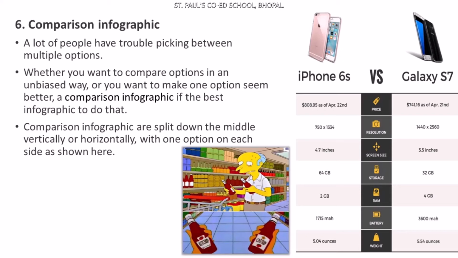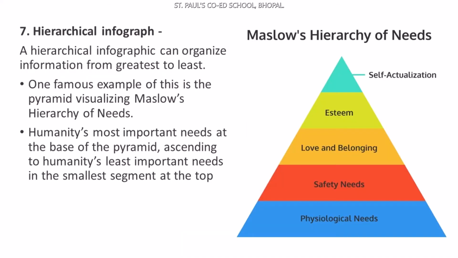Hierarchical infographic. A hierarchical infographic can organize information from greatest to least. One famous example of this is the pyramid visualizing Maslow's hierarchy of needs. Humanity's most important needs are at the base of the pyramid, ascending to humanity's least important needs in the smallest segment at the top. So here is Maslow's hierarchy of needs. First is your self-actualization, then esteem, then love and belonging, then safety needs, physiological needs.